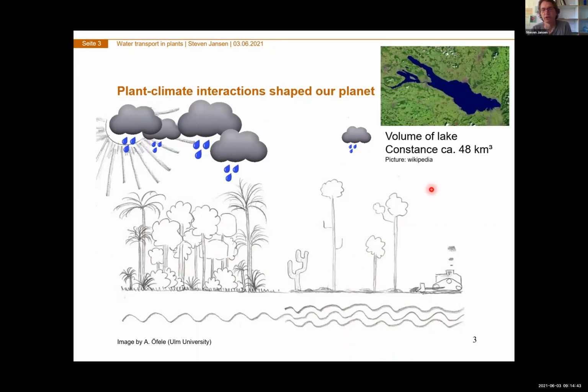And thinking about how much water is going back up in the atmosphere, we have about 3 trillion trees on our planet. If each tree would be transpiring on a daily basis 100 liters, you end up with 300 cubic kilometers of water. That's the volume transpired on a daily basis.